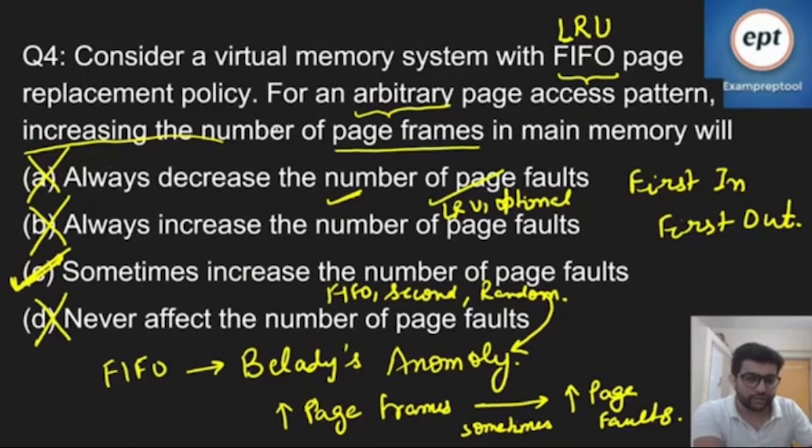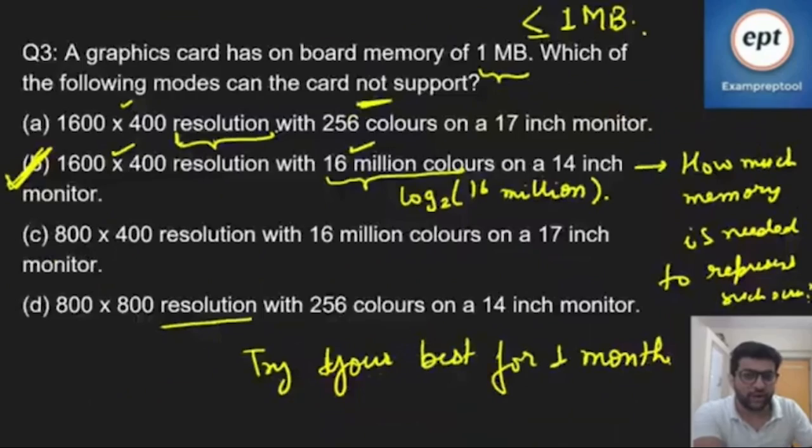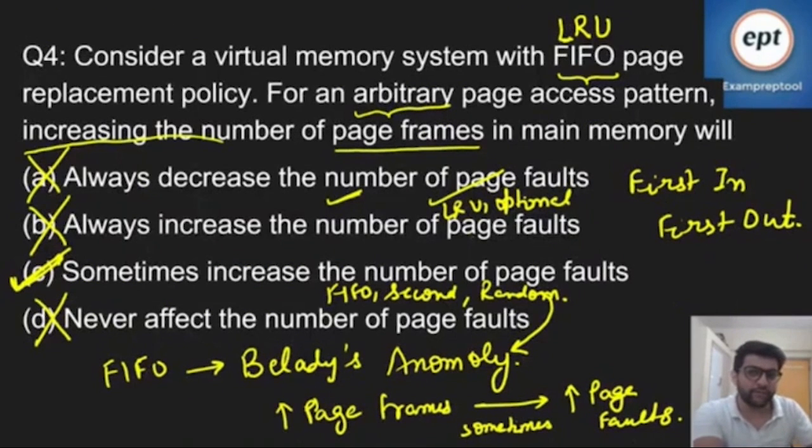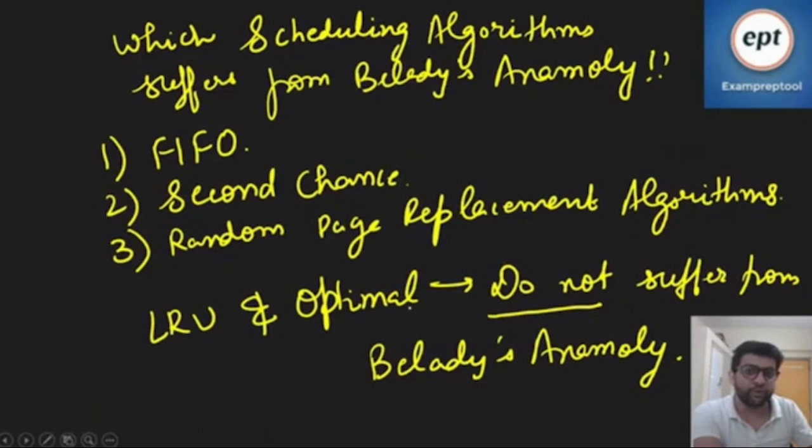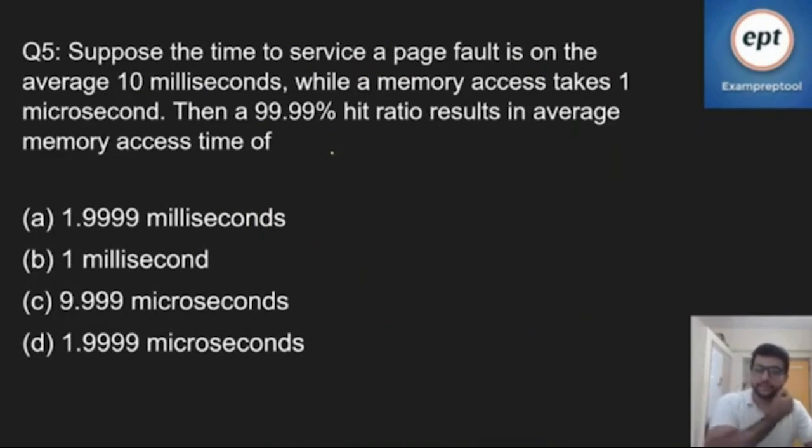These types of questions, the four questions we have just solved, can all be asked in the exam for 1 mark. For 1 mark, they usually ask questions from the small concepts. You have to revise these concepts, otherwise you will lose these marks, right? It is very easy to score marks in operating systems. So let's move on to the next question. Just read the question first before moving on to the solution, and try to solve it on your own, right?